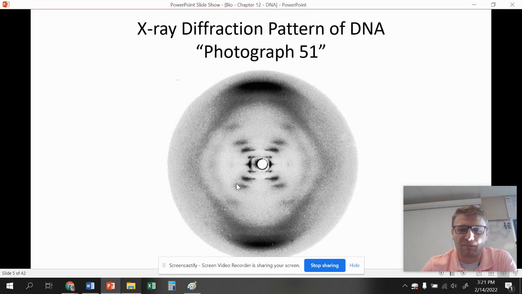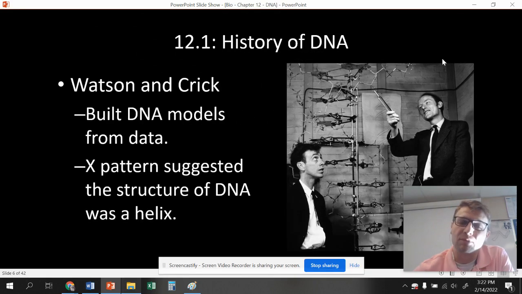I know it looks like just a bunch of dots on a circular picture, but these pictures took hours and hours and hours to develop. And as soon as we got this picture, we could understand a lot more about the structure of DNA. Now, what actually happened was Watson and Crick were given her picture. The picture was stolen from her office without her even knowing. And that X pattern told them that the structure of the DNA was in the form of a helix.